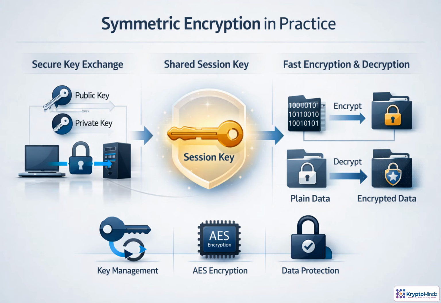Think of symmetric encryption as two people sharing the same key to a box. Once they've secretly agreed on that key, locking and unlocking becomes very fast. In most real systems, asymmetric cryptography is used only to set up a temporary session key. After that, the symmetric key does all the heavy lifting, encrypting files, network traffic, or database records. Because one key controls everything, key generation, storage, rotation, and protection are absolutely critical.